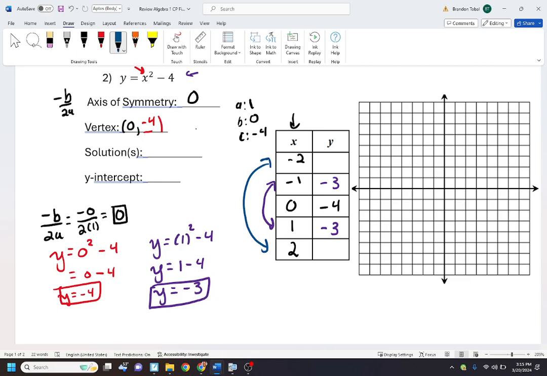Next one is y equals 2 squared minus 4. So it's 4 minus 4, and that ends up being 0. If the axis of symmetry isn't 0, do you just plug it in normally? You still plug it in normally. Yeah, we have to do actual math.